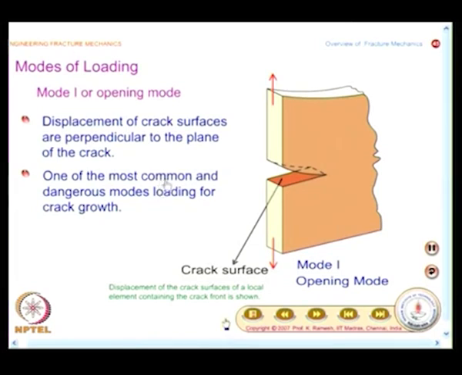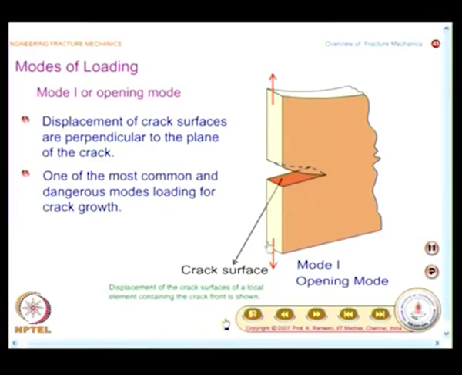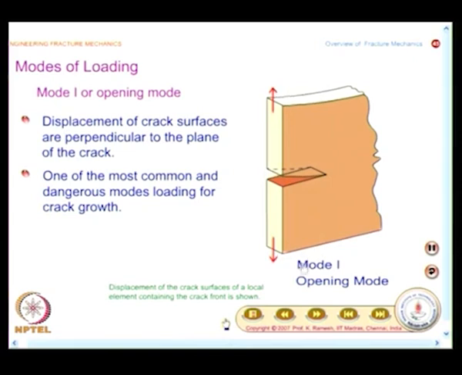This is one of the most common and dangerous modes of loading for crack growth. People have developed theories and showed that a crack will eventually take a path such that the loading is perpendicular to that. So, mode 1 loading is the most dangerous, and even when we want to find out the stress field equations, we would develop the stress field equations for mode 1, then followed by mode 2 and mode 3. I hope you have been able to make the sketch with reasonable accuracy.